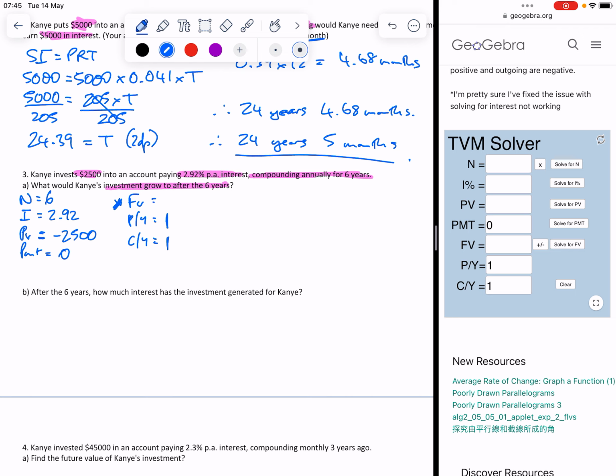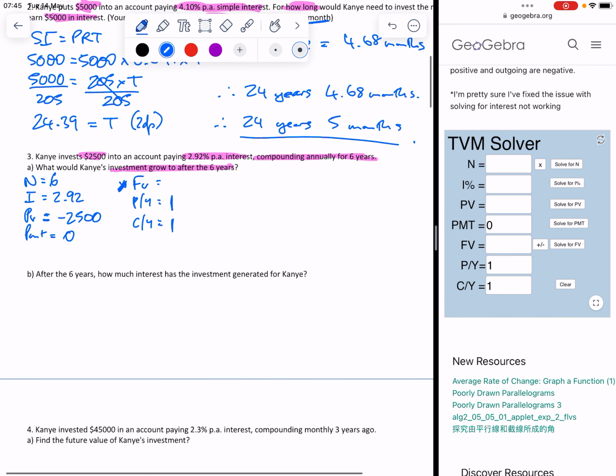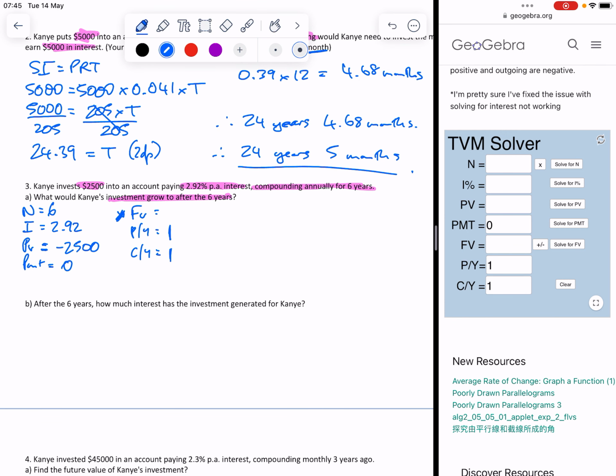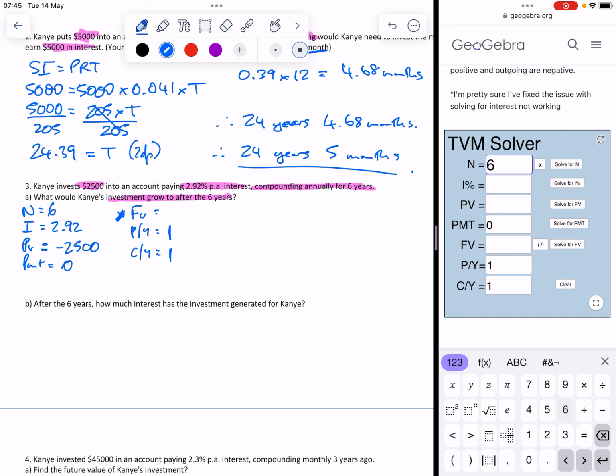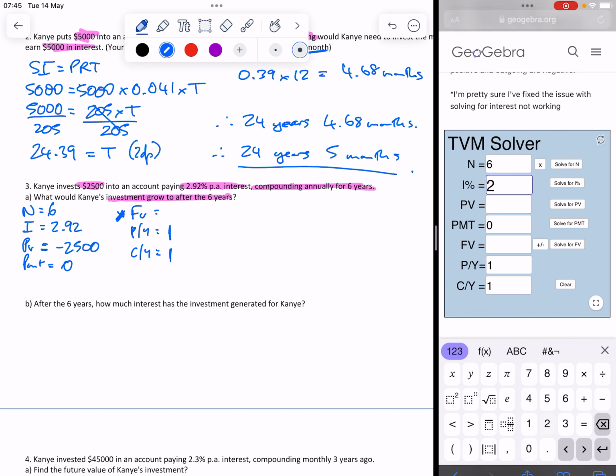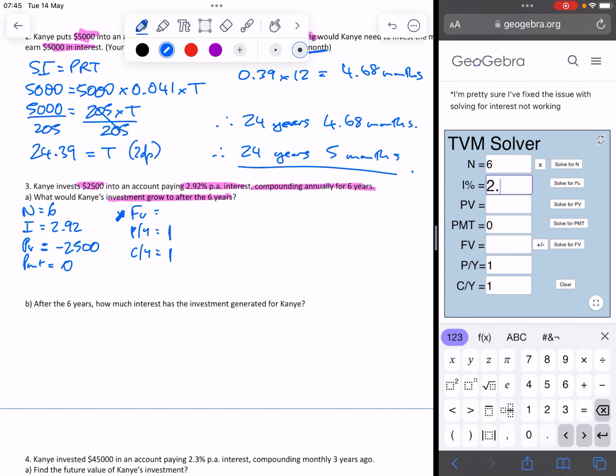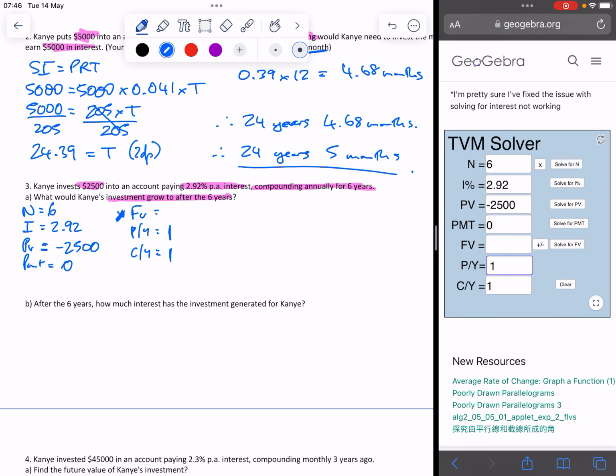So I need to put all that info into the calculator. 2.92, PV is negative 2,500, PY and CY. Solve for FV, that gives us 2971.25, therefore it grows to $2971.25.